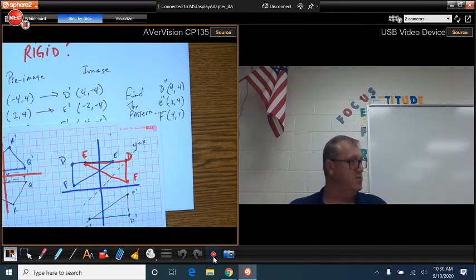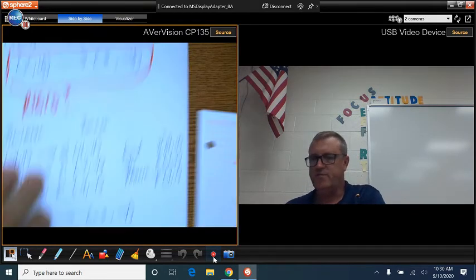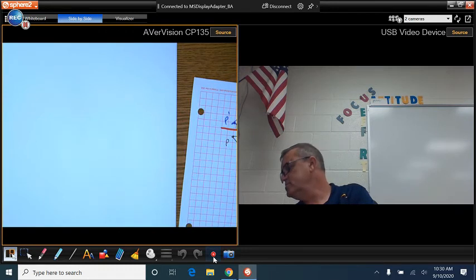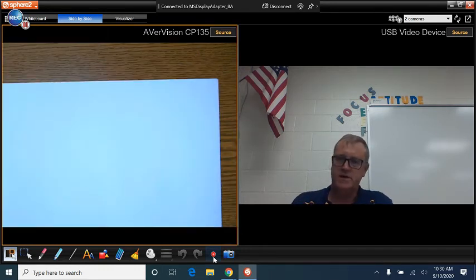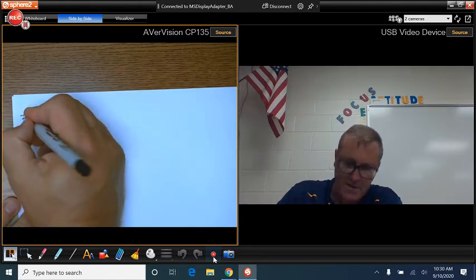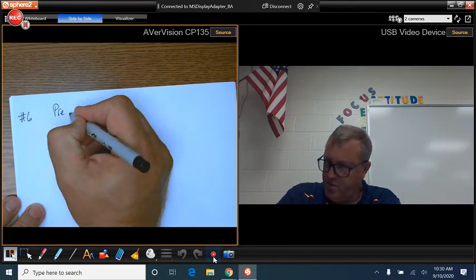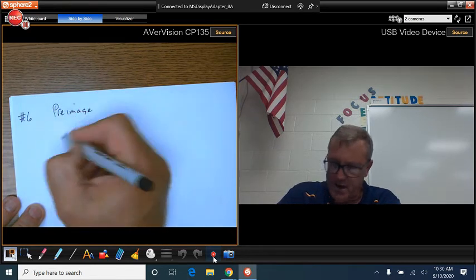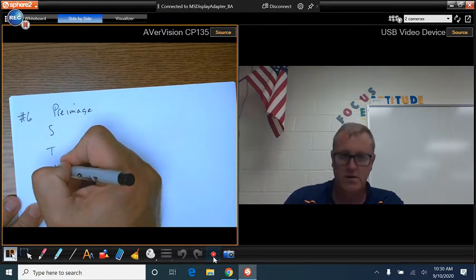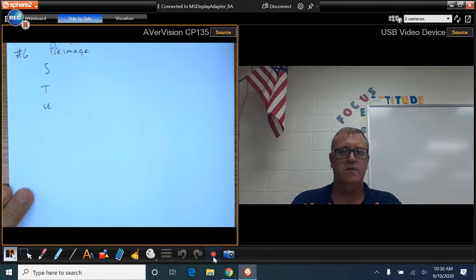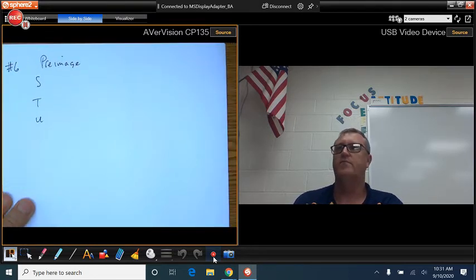Okay, let's keep moving. That was number 5. Let's do number 6. I don't think I have room on this paper, so I'm going to go to a new sheet. Number 6. Amira, can you read off the coordinates for the pre-image and image when I'm ready? We'll go S, T, U. Put that up here at the top for our people that are watching the recording. Okay, go.